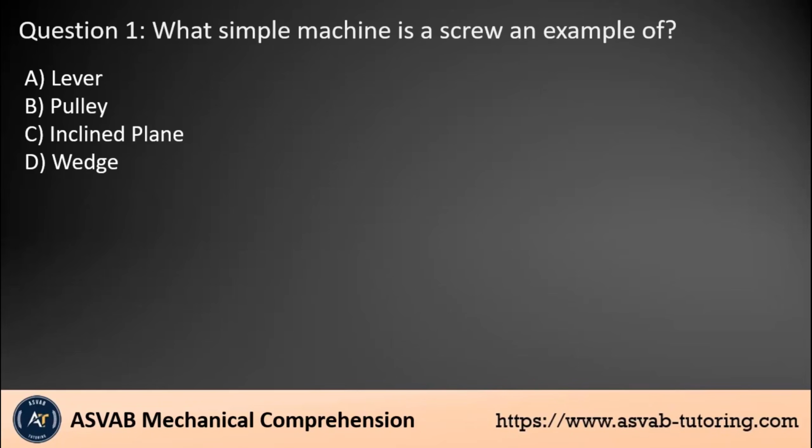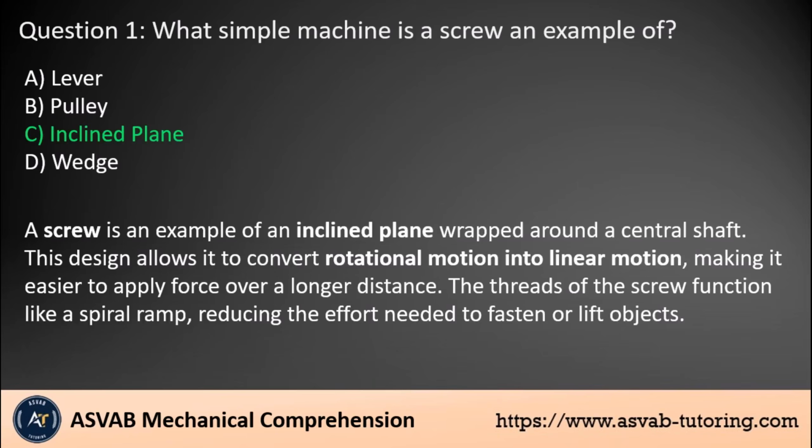Question 1. What simple machine is a screw an example of? Option A, lever. Option B, pulley. Option C, inclined plane. Option D, wedge. The correct answer is Option C, inclined plane.